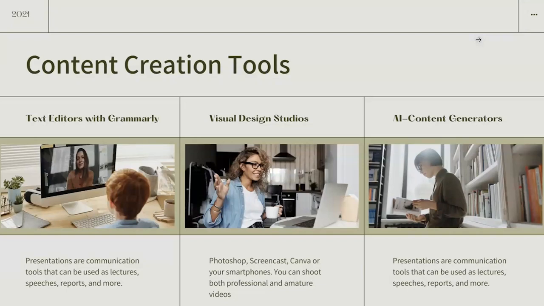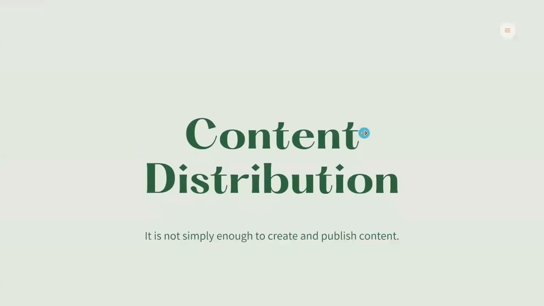Some are basic, like text editors and Grammarly. Others are complex, like AI content generators. But over time, there are easier ways to help you get quality content out there in a less expensive way. Then next, we'll look at content distribution.